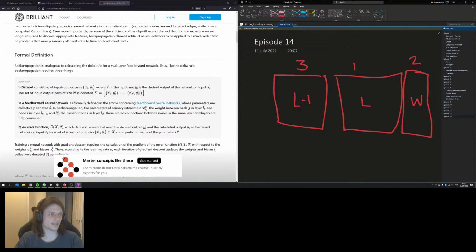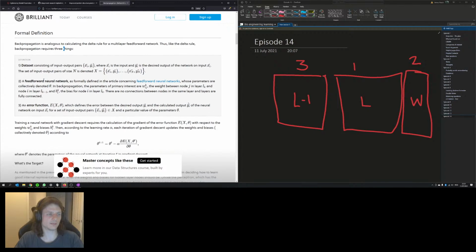Yep. So backpropagation is analogous to calculating the delta rule for a multi-layer feed-forward network. Thus, like the delta rule, backpropagation requires three things. 1. A dataset consisting of input-output pairs.